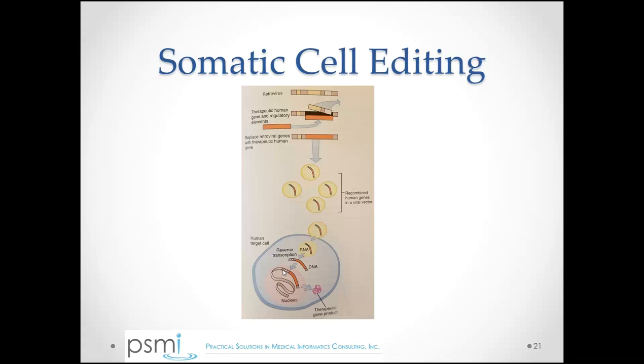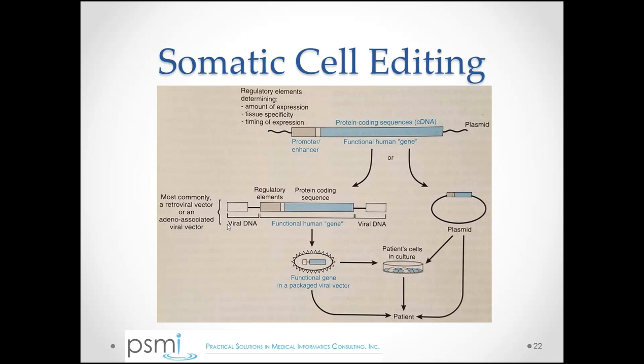oncogene. So there's a number of issues that are being addressed, and the amount, where and when the particular gene gets transcribed. You have a small payload. You have the potential for insertional mutagenesis. These are issues that all have to be addressed.